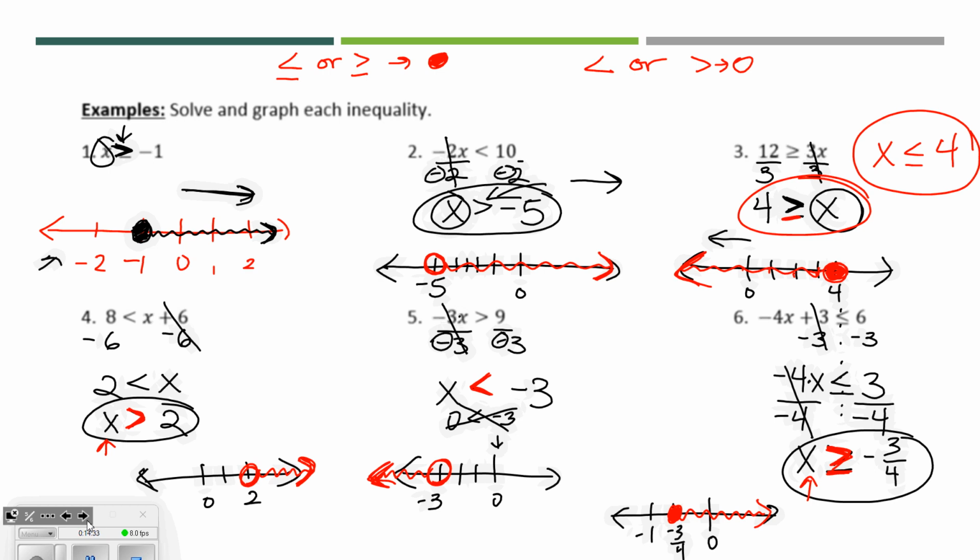Think about it. Is 2 a solution? Well, 2 would be here, right? 2 is in the shaded region. If I plug in 2, is that true? It is. So 2 is a solution because I can tell it's in the shaded region, but also if I plug it in for x, it makes the inequality true.